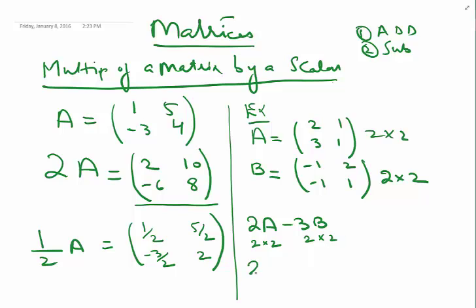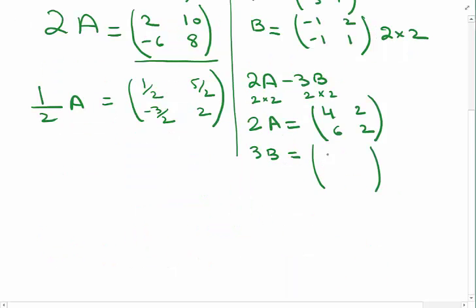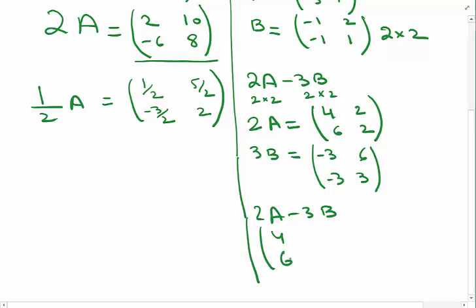Alright, so let's first find 2 times A. Rule is to multiply all entries of A by 2. That means, and 3 times of B means we need to multiply all entries of B by 3. So that means minus 3, 6, minus 3, and 3. Now let's execute 2 times of A minus 3 times B. So that means 4, 6, 2, 2, minus of minus 3, 6, minus 3, and 3.